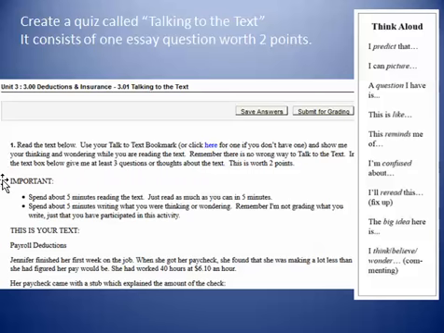Important, spend about 5 minutes reading, just as much as you can read in 5 minutes, and spend about 5 minutes writing what you were thinking or wondering. Remember, I'm not grading what you write, just that you have participated in this activity.